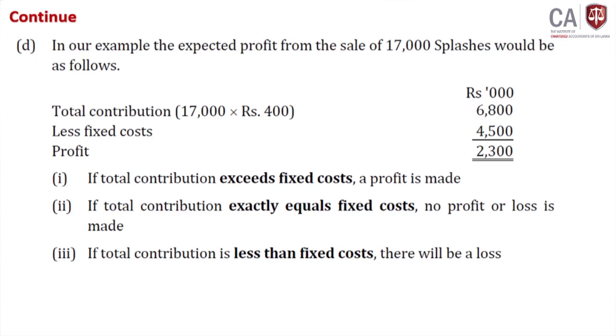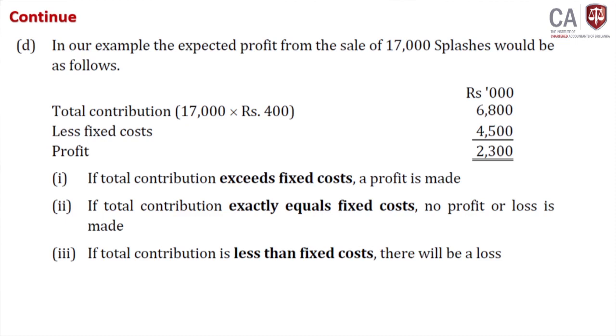If total contribution exceeds fixed cost, look at this, total contribution under activity level 10,000 exceeds fixed cost 4,500. If fixed cost is higher than the contribution, you are making losses, right. If total contribution exceeds fixed cost, a profit is made. Contribution has to be higher than the fixed cost.